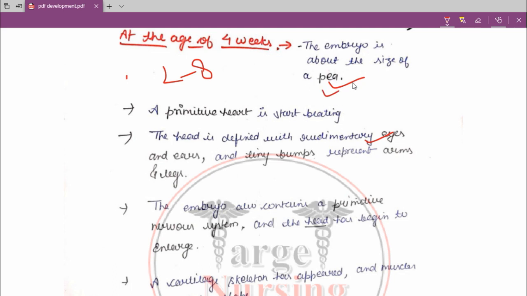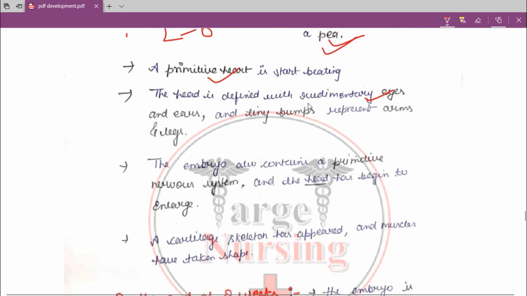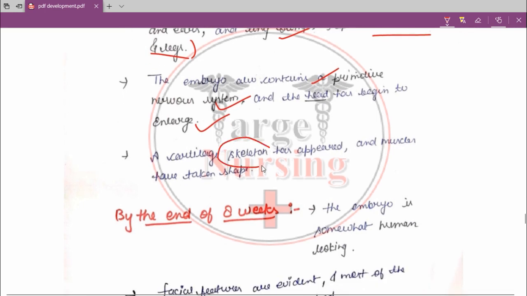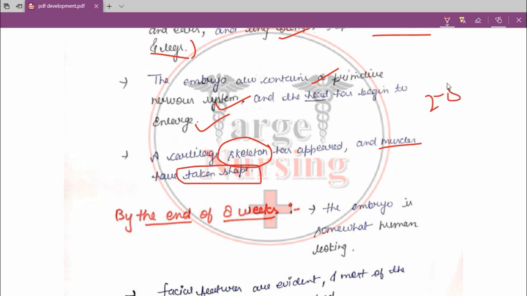ठीक है, तो फर्स्टली वो पी साइज का होगा, देन आफ्टर दैट प्रिमिटिव हार्ट स्टार्ट बीटिंग, एंड आफ्टर दैट rudimentary eyes, ears and tiny bumps of arms and legs were formed in the embryo, and now the primitive nervous system begins to form in the embryo, and the head has begun to enlarge, and the skeletal system will develop, and muscles have taken shape in between 2 to 8 weeks.